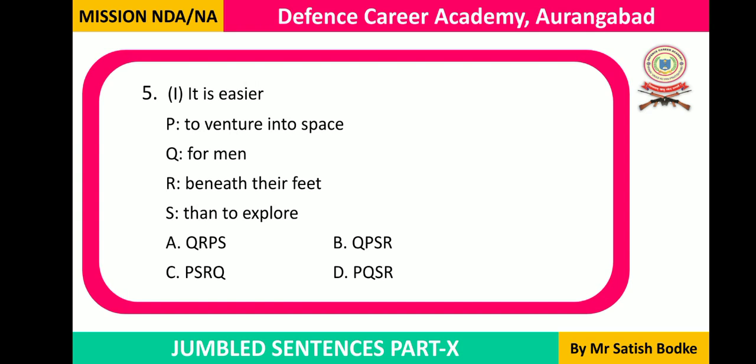So the sequence starts with Q, then P follows. It is easier for men to venture into space than to explore beneath their feet. So it is easier to explore this. It is easier to venture into space than to explore beneath their feet. So our sequence is QPSR. QPSR is option A. So our option B. So our answer is option B.